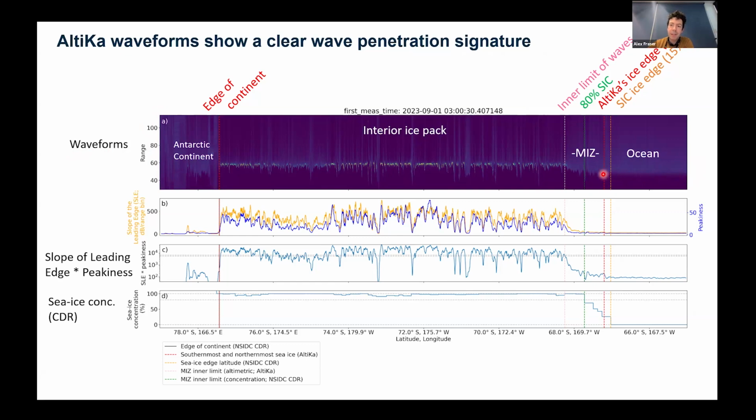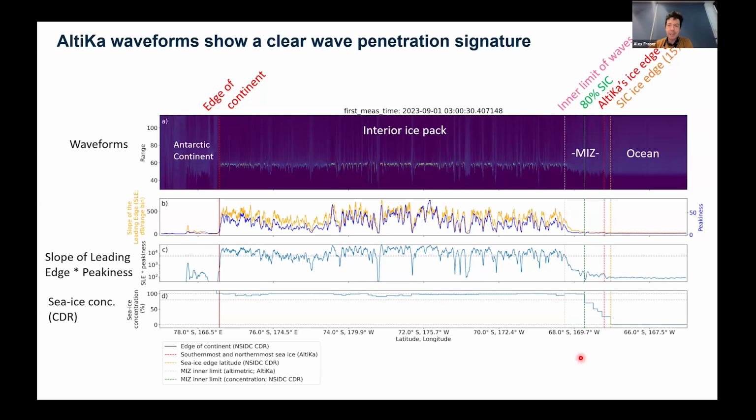After we hit the ice edge, this leading edge becomes progressively steeper, and eventually, at some point, this waveform becomes very peaky. What I'm saying is that this inner limit of wave penetration is where the peakiness and the steepness of the leading edge exceeds some threshold. And you can see in this case, indeed, the inner limit of wave penetration happens deeper into the pack than the 80% sea ice concentration contour.